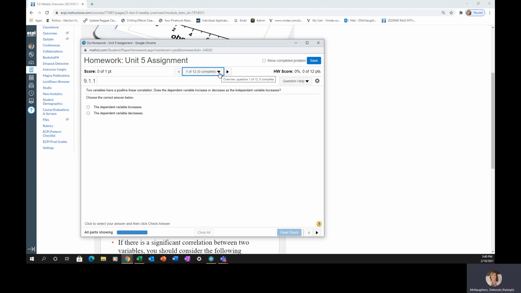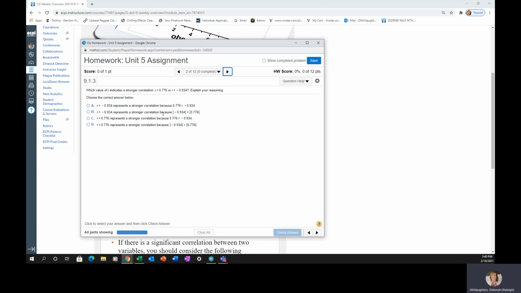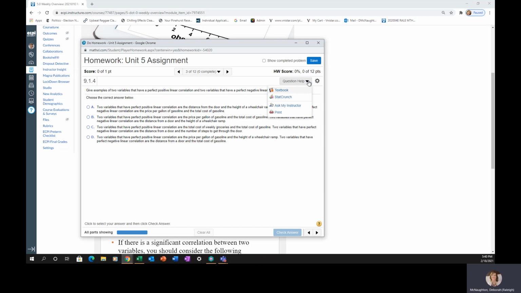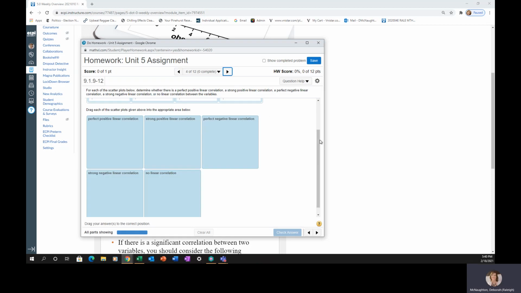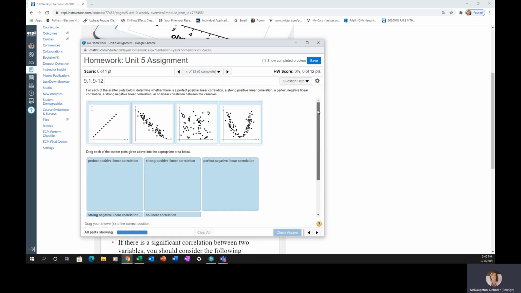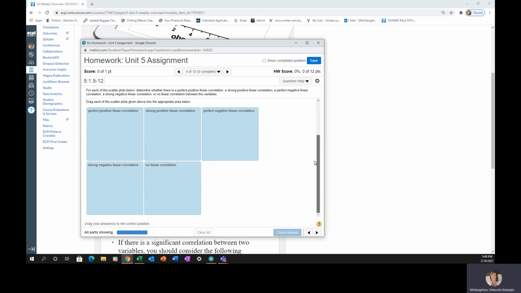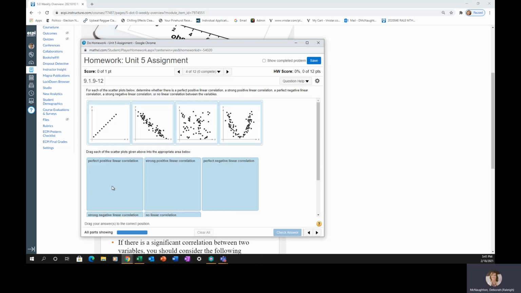So these first ones, I'm going to skip ahead until we get to a calculation because you can answer these. Which is a stronger correlation? So you guys can do these. And remember, there's also a question help available. So if you're not sure, you can go ahead and look it up. All right. And then here we get to some graphs. You guys can also do this. You're going to match the graph to the correct description.